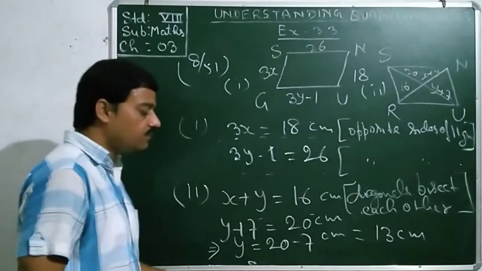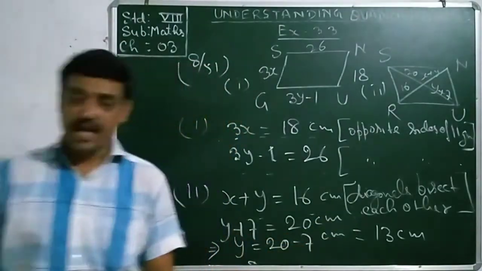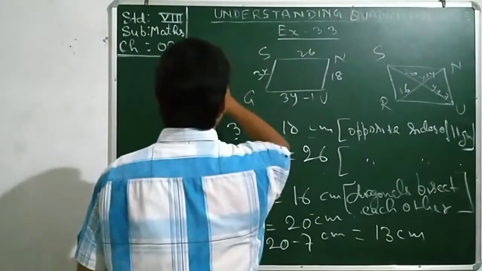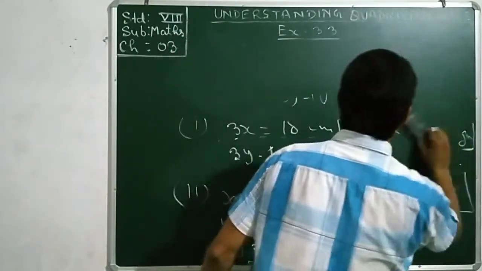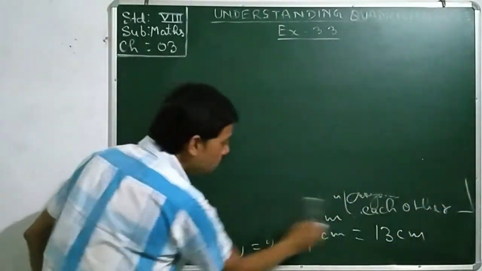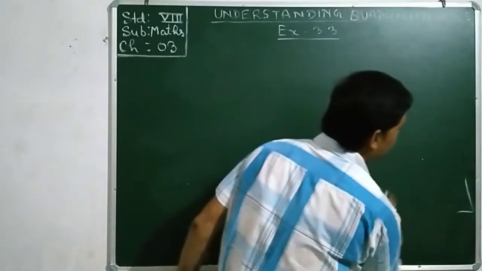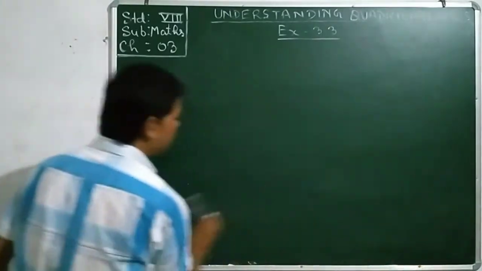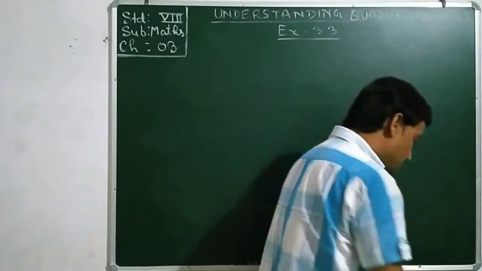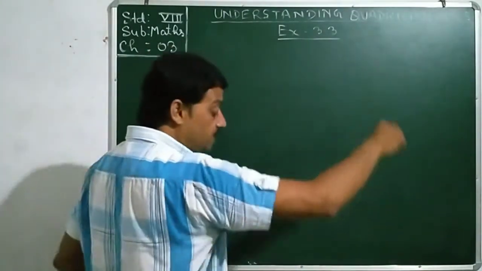Do it yourself. Now come to the 9 numbers. In the 9 numbers, RISK and CLUE are two parallelograms, and both the parallelograms are combined in a single figure on a single base. They have been drawn. See how?